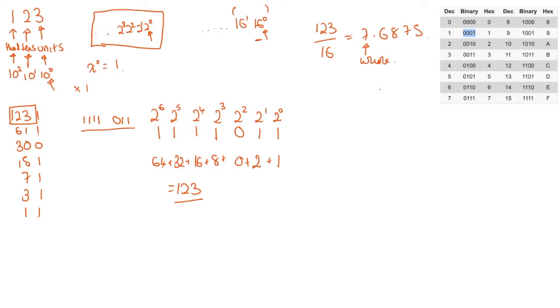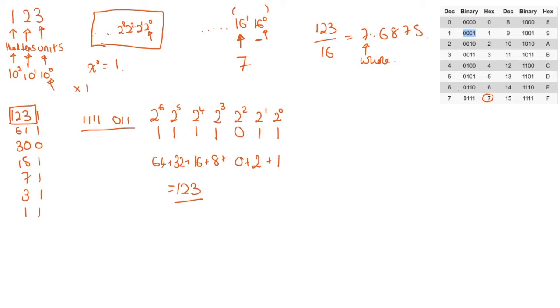Okay, so whole number. So we know that the number that goes into this column of the hexadecimal is going to be 7. And the hexadecimal that matches 7 is 7. So we can put here the number 7. Then we need to find out what our remainder is.